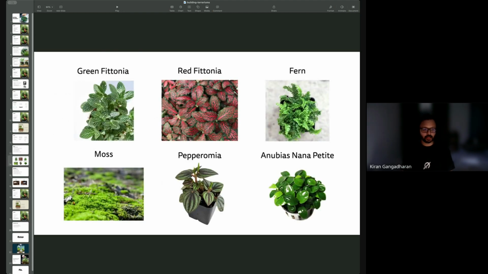So some things that work very well are the Fittonias, the green and the red. They are not meant to be for a terrarium. They are just your regular plants, but they are water hungry. They love having high moisture, so they are great for terrariums. If nothing else, you can just get a small jar, put some soil, put a Fittonia in it, and you're good. It'll just thrive.